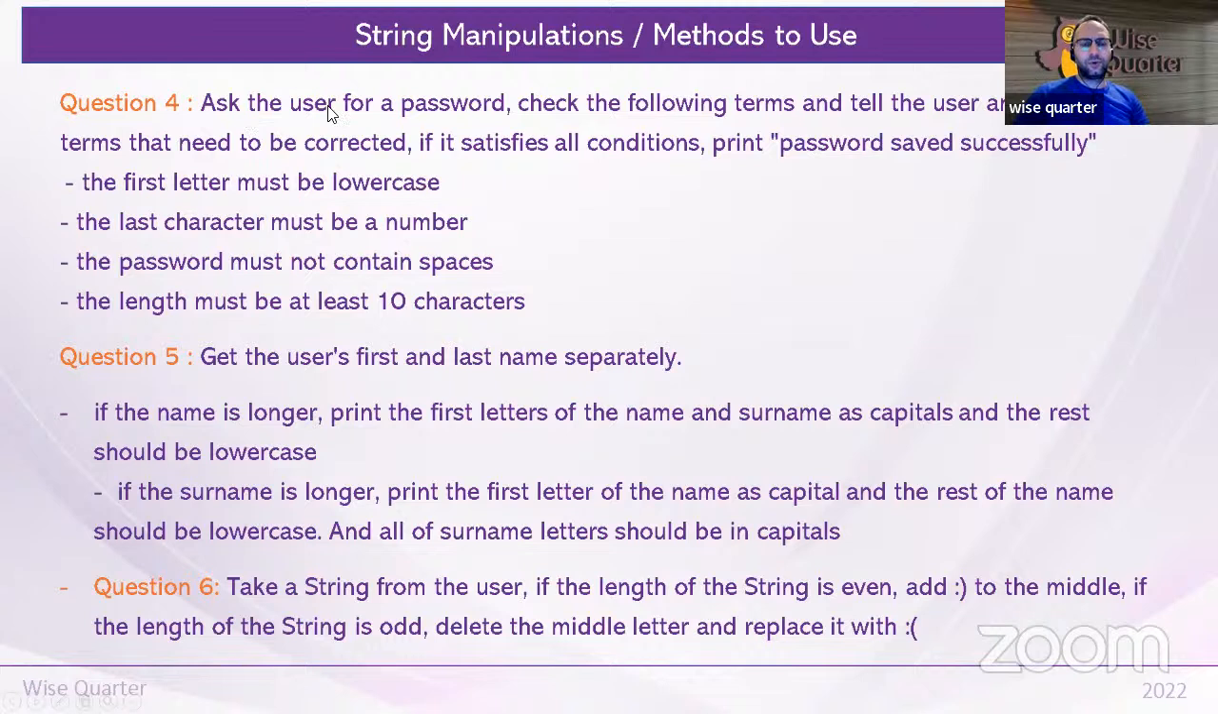Let's say ask the user for a password, check the following terms, and tell the user any missing terms that need to be corrected. If it satisfies all the conditions, print password saved successfully. Okay, first letter of the password should be a lowercase. Last character must be a number. The password must not contain spaces. The length must be at least 10 characters. I will copy this question and let's try to solve it.